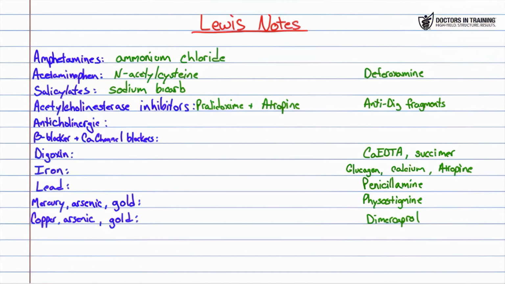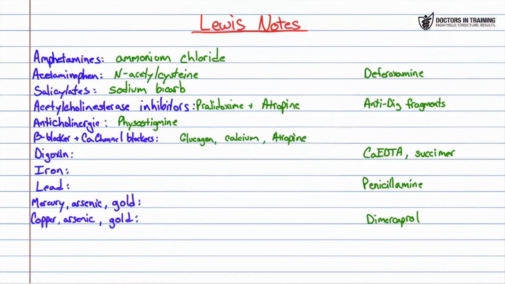Next, we have the anticholinergic effects. You're going to use physostigmine in that situation. For the beta blockers and calcium channel blockers, you can use the triple therapy here. So you can use glucagon, calcium, and atropine for those. For digoxin, most of the time you're trying to just kind of get through that symptomatically. If they're in really bad shape and if your pharmacy has it in your ER, you can use those anti-dig fragments, but I don't see that used too often.